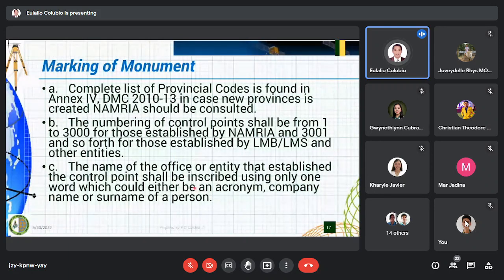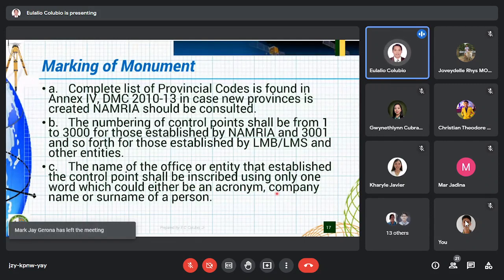So the name of the office or entity that established the control point shall be inscribed using only one word. Okay, isa lang kuno ka word. Like, sa mga uban nga word, FF Cruz, no? So, isa lang na ka word. RC Tulio, no? So, Pintor surveying. So, isa lang ka word. So, word which could be either be an acronym, company name, or surname of the person.